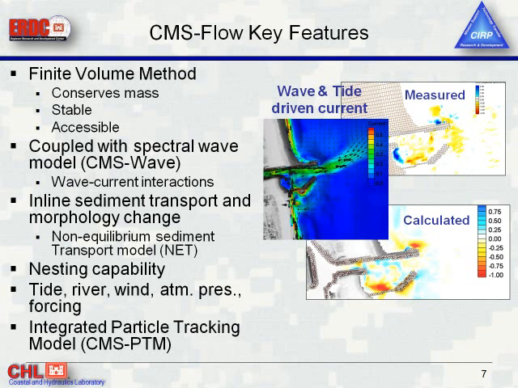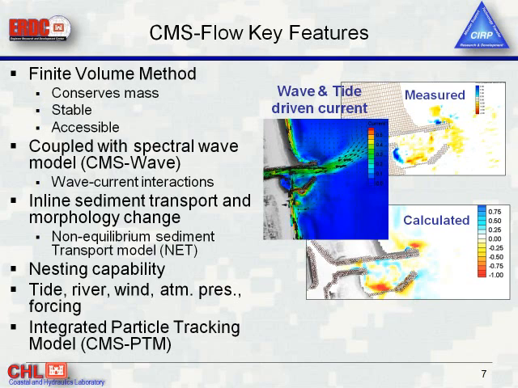Okay, some of the key features of CMS-Flow are that it's finite volumes, conserves mass, it's relatively stable, and it's accessible to scientists like oceanographers like me. I'm not a mathematician or anything. It's coupled with the spectral wave model CMS-Wave inline, so it's within the same code. It's tightly coupled. It also has inline sediment transport and morphology change. By inline, I also mean it's in the same code. And sediment transport is also on the same grid as the flow.